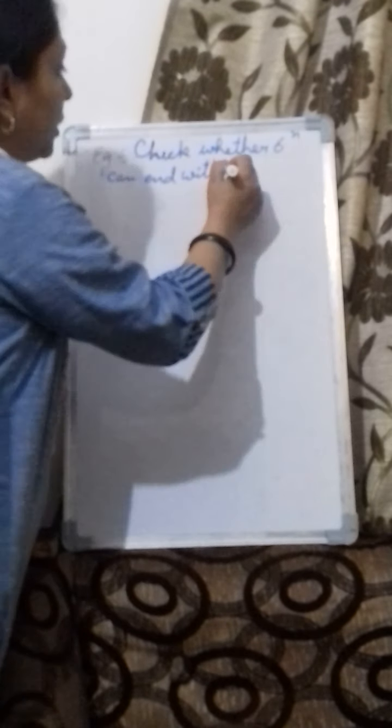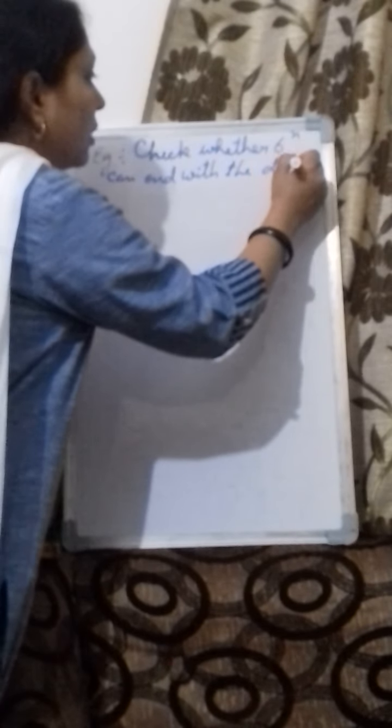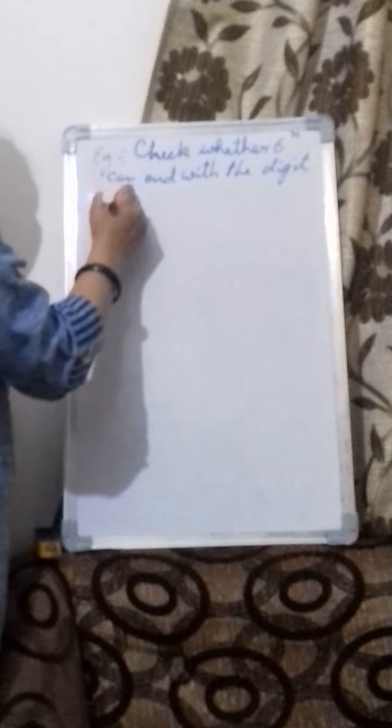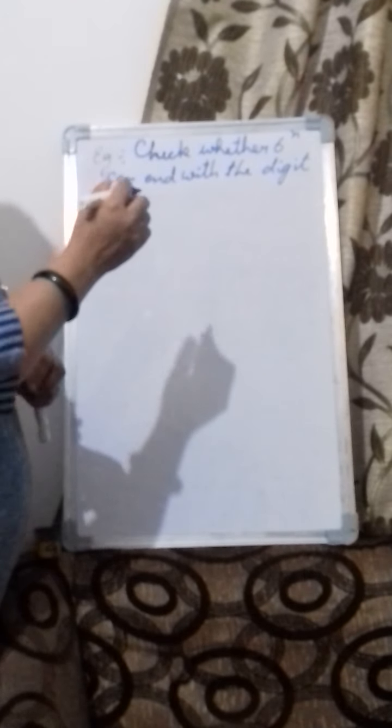The second type of question which used to come in the exam is: check whether 6 to the power n can end with the digit 0 for any natural number n.